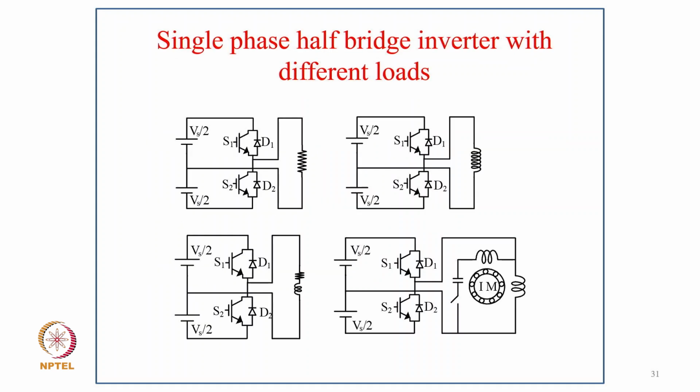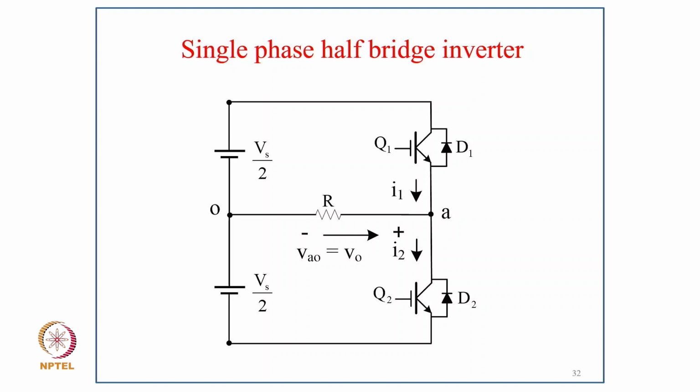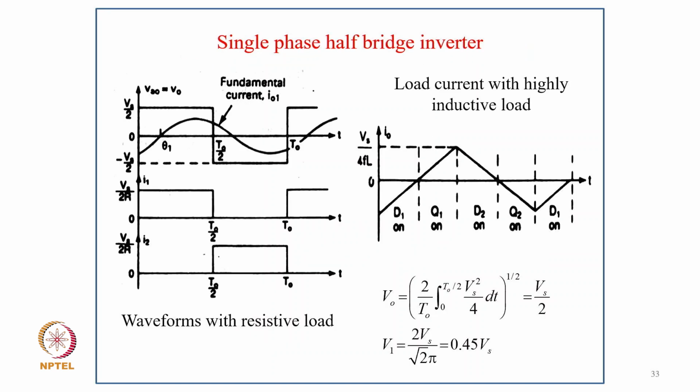Now these are typically the half bridge inverters with different kinds of load, like half bridge for resistive load, half bridge for inductive load, and half bridge for motor load. These are typical examples of half bridge inverter, where the midpoint is used as one terminal of AC and the midpoint between the two switches is the other terminal of the AC output.